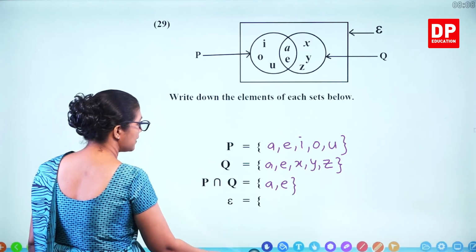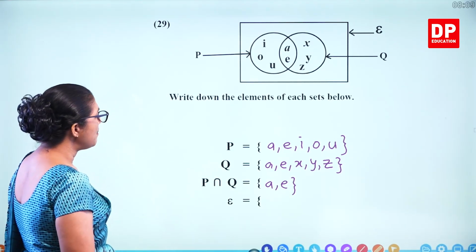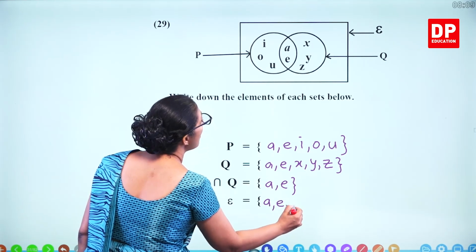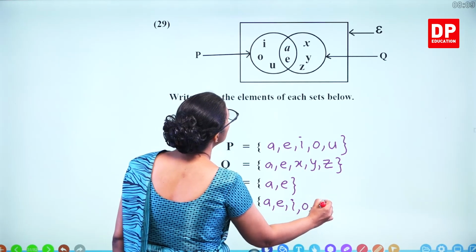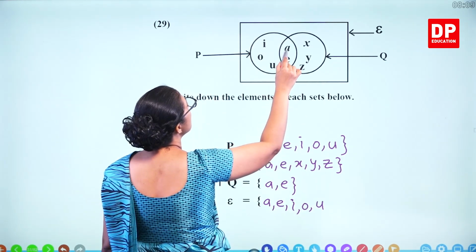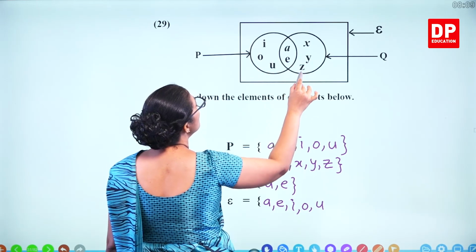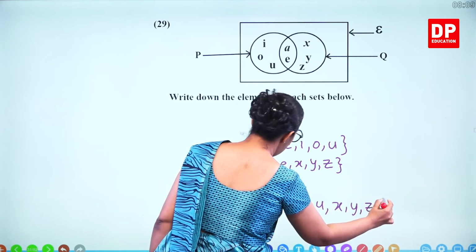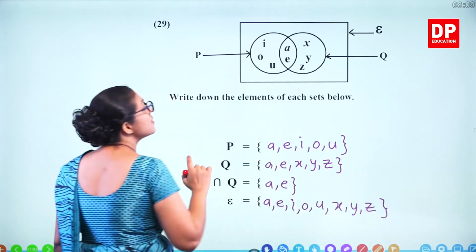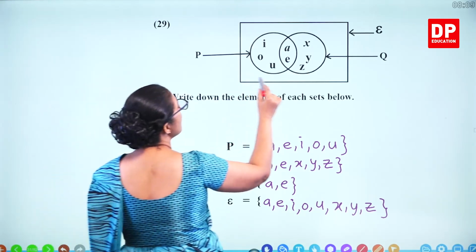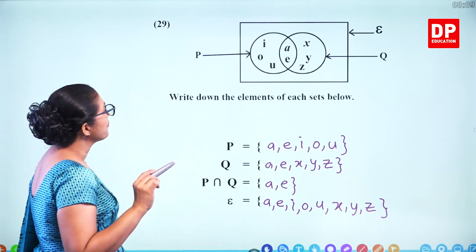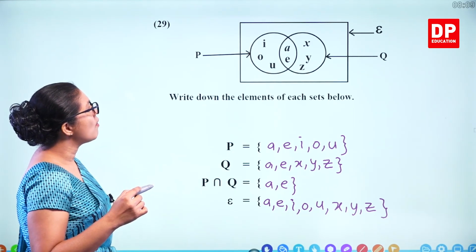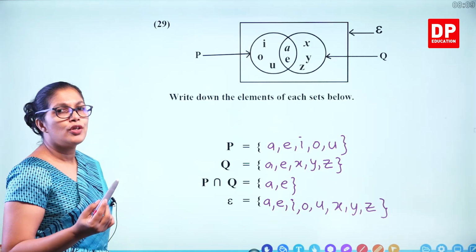And what's epsilon? Epsilon means all elements. We can write A, E, I, O, U, X, Y, Z. Or you can write English alphabet, but then you have to write all the other letters outside. So, write down the elements of each set below. A, E, I, O, U, X, Y, Z. All elements belong to the universal set.